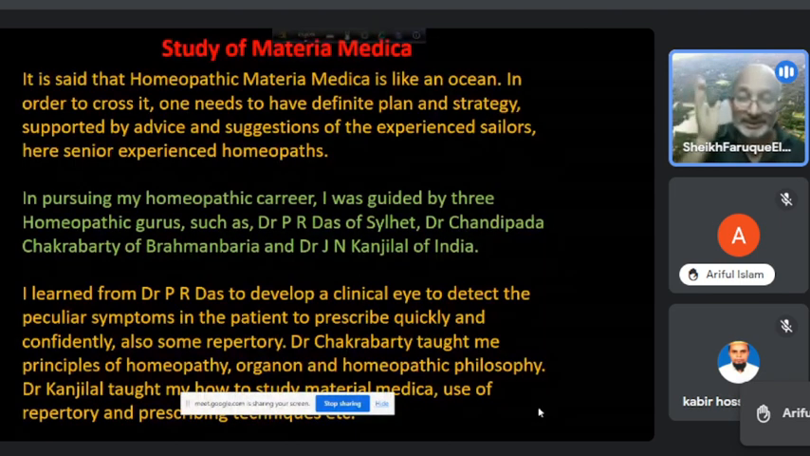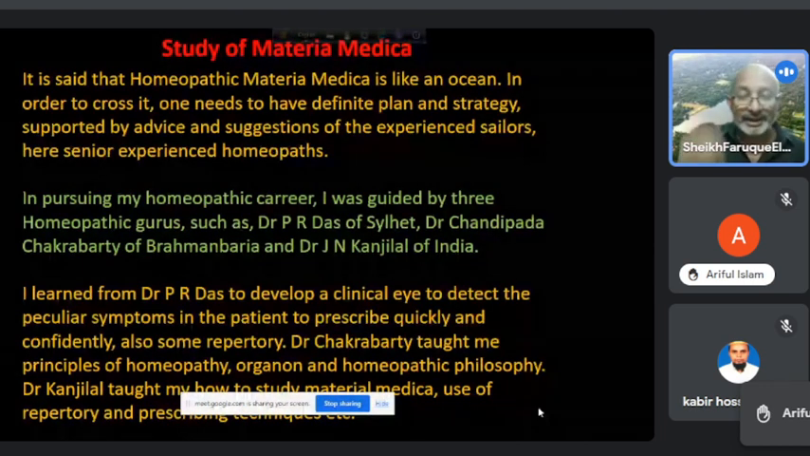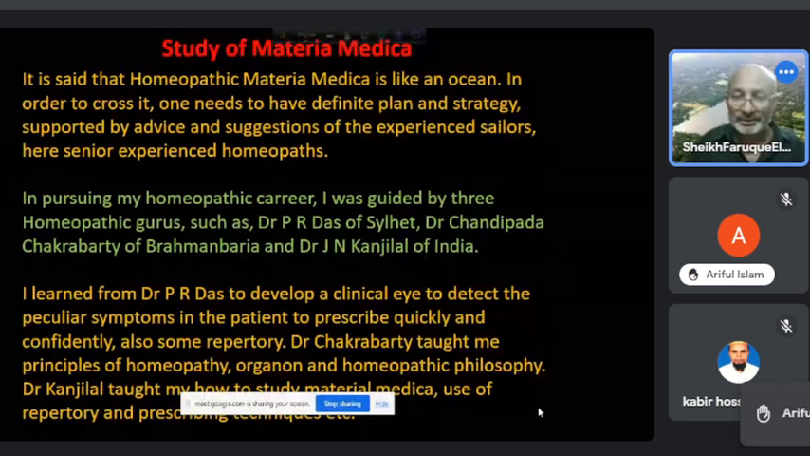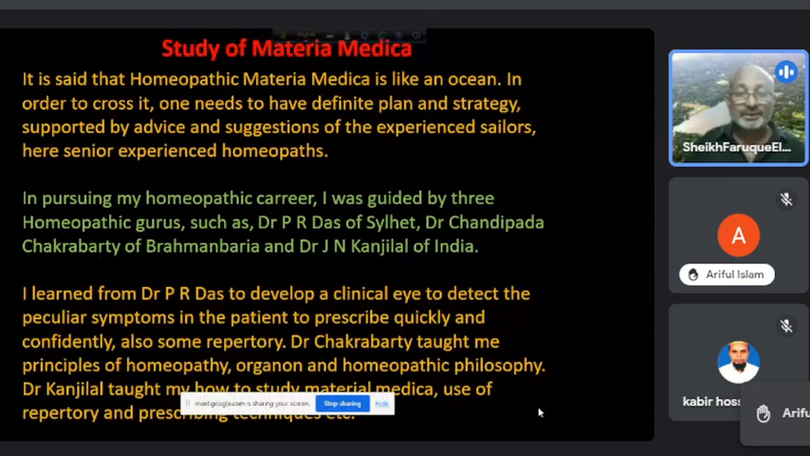He said, Hahnemann himself had ordered a repertory by Dr. Jahr. Kent had a repertory and used it. How can we not? So it was Dr. Kanjilal who stimulated me in the study of repertory. And also, he taught me many prescribing techniques. He was a very good homeopath.